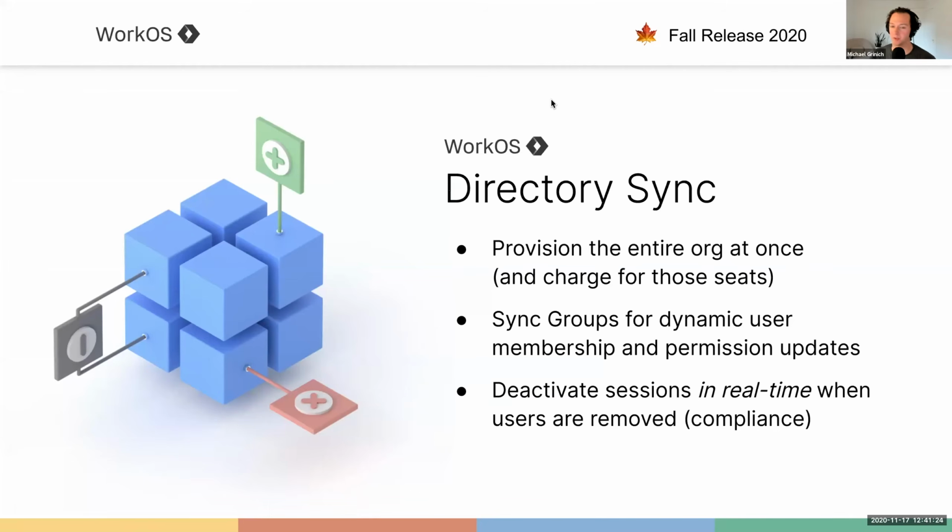Awesome. Thanks, Mark, for running through that. So just as a quick recap, Directory Sync lets you provision an entire organization at once. You can sync those groups in, have dynamic membership and permission updates inside of your app. You can deactivate users. There's a ton of stuff that you can do with Directory Sync. The WorkOS Directory API is the same no matter what directory you're connecting. So if you're connecting Gusto or Workday or Google or Active Directory, it's the same core attributes that come through.